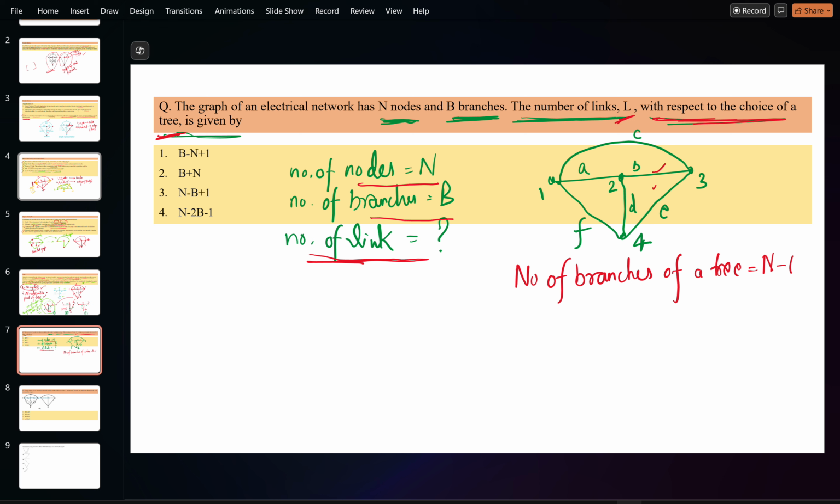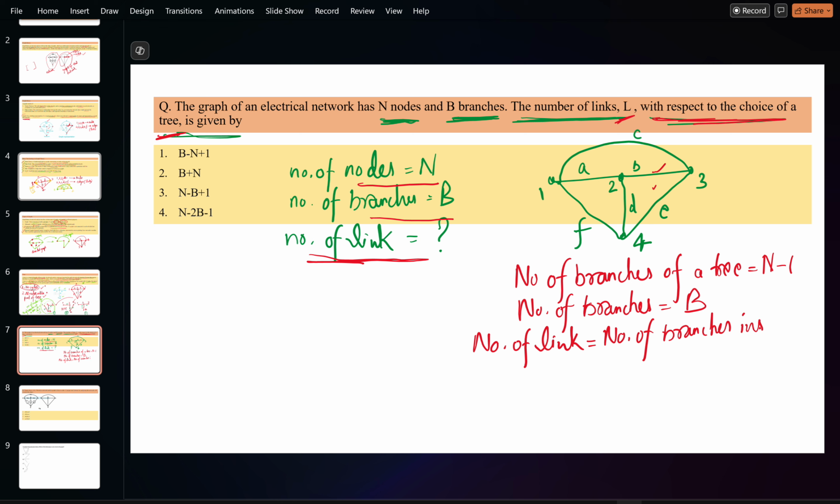Okay. And also, the total number of branches is actually equal to B. The third thing is that the number of links is equal to the number of edges or number of branches inside of the core tree. What is a core tree?